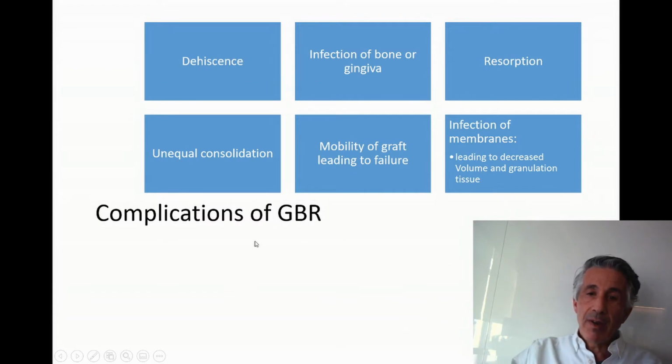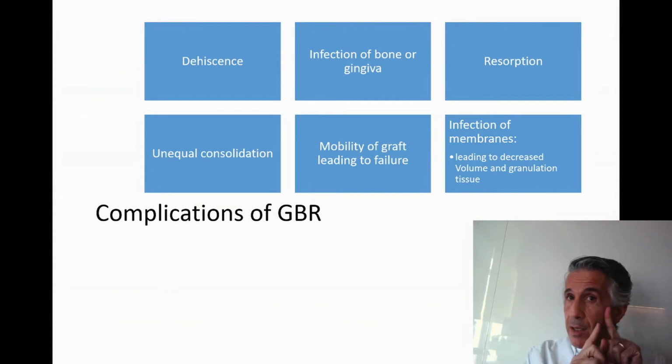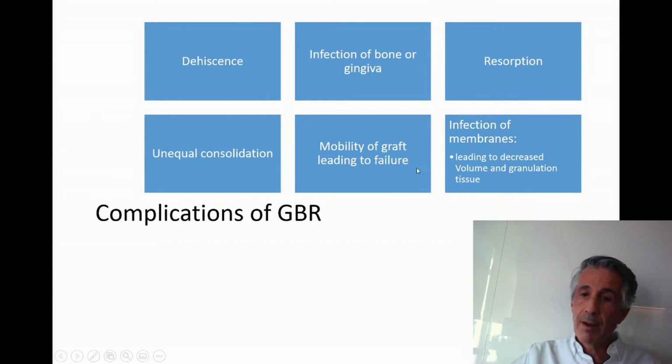GBR is very, very technique sensitive. Dehiscences occur, where the opening opens up. The bone and gingiva can get infected. There's resorption of the bone that's unpredictable. Sometimes unequal consolidation. So you have a little area, this whole area is solid as a block, and for some reason the very top doesn't heal. And that's a little frustrating. That's where you have to graft, sometimes at the next stage of the implant. If there's any mobility, there's failure there, so it has to be fixated properly.